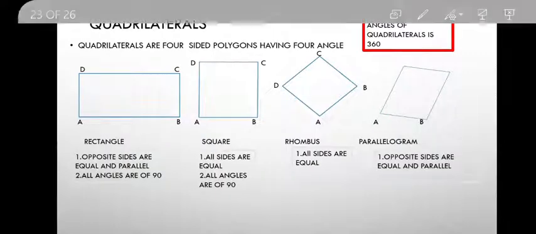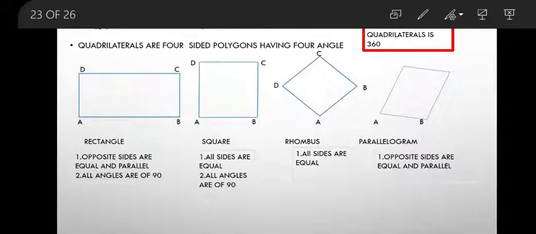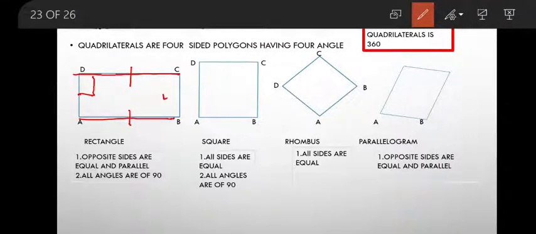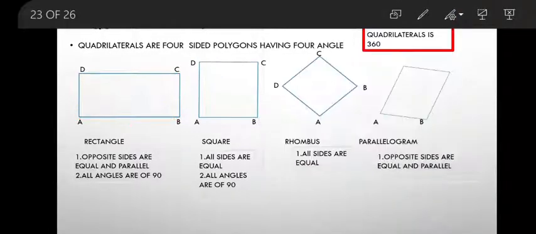What is a rectangle? Opposite sides are equal and parallel. Sides AB and DC are equal and parallel to each other. All angles are of 90 degrees. This angle is of 90 degrees. This angle is also of 90 degrees. All 4 angles are of 90 degrees in a rectangle, and opposite sides are equal and parallel.